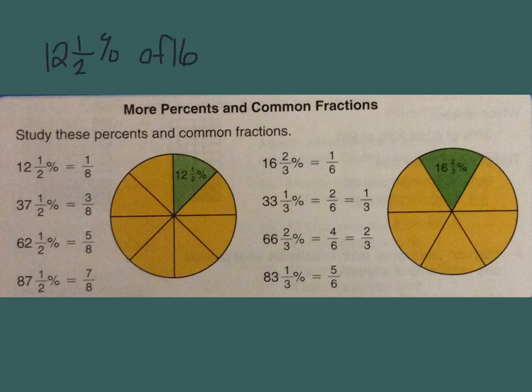I want you to try figuring out what 12.5% of 16 is, and then come back and check your work against mine. So if I'm looking at this, I'll think 1/8 of 16, since 12.5% equals 1/8. So 1/8 of 16, and that would equal 2. All right, I hope that's what you were able to get as well. Go ahead and rewatch any part of today's lesson before heading off to do today's assignment.